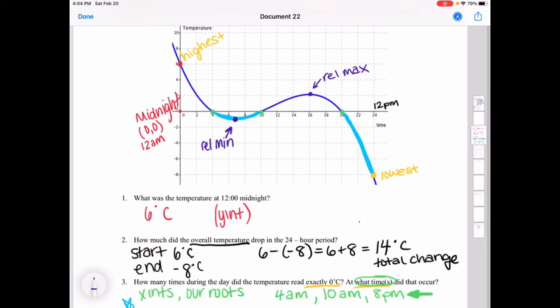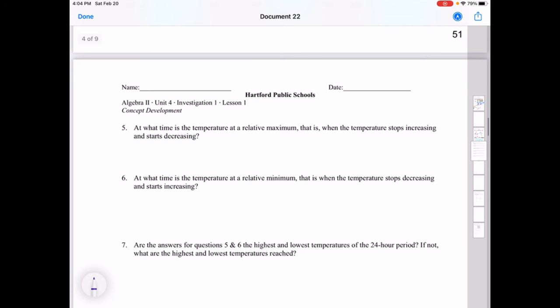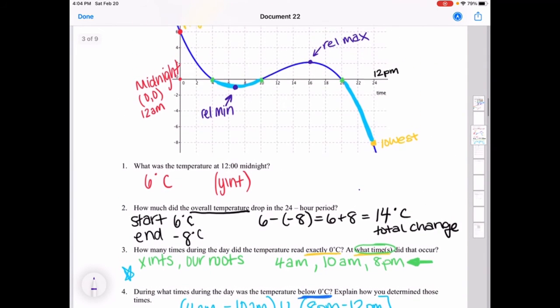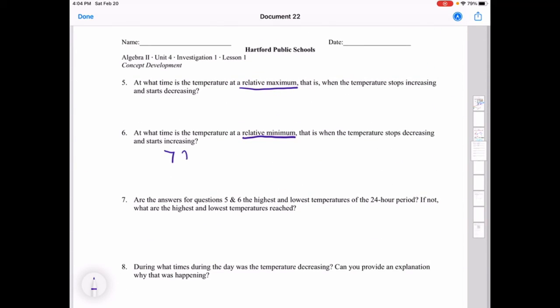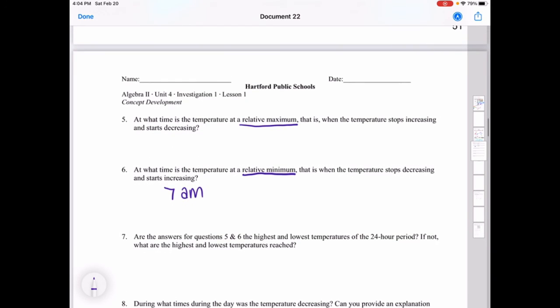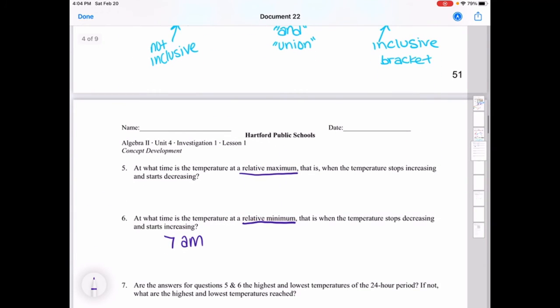And since this is between 6 and 8, it's going to be probably 7. So 7 a.m. And this one looks like it's at 16. So we're going to say 4 o'clock. So what time is the relative max and then min? So relative minimum is at 7 a.m. And then relative maximum 4 p.m.